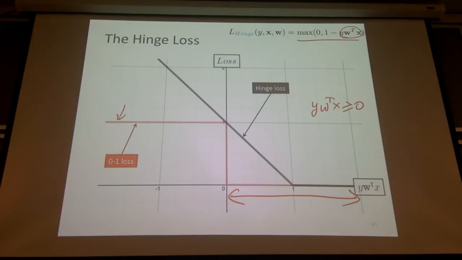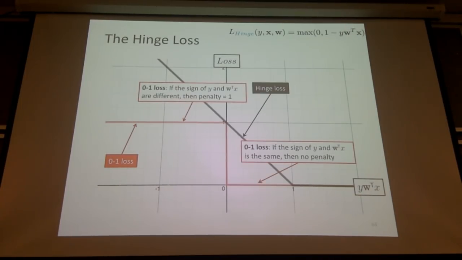So the 0-1 loss, first of all, if the sign of y and w transpose x is the same, the penalty is 0. If the sign of y and w transpose x is different, the penalty is 1. Before we move into analyzing the hinge loss, are there any questions about the 0-1 loss? We will revisit this at least once, possibly as early as next week, but this is an important concept that I want you to internalize.